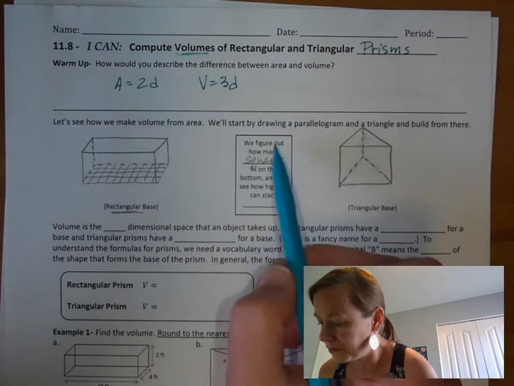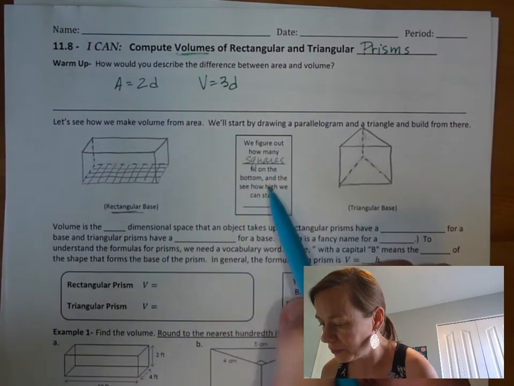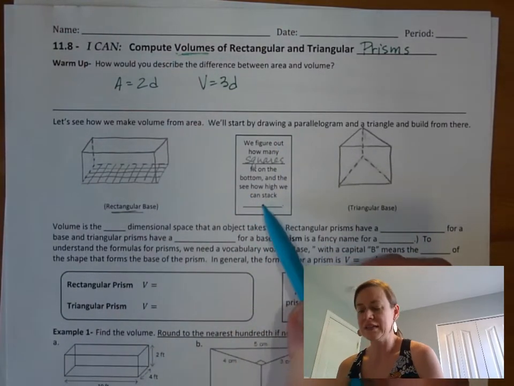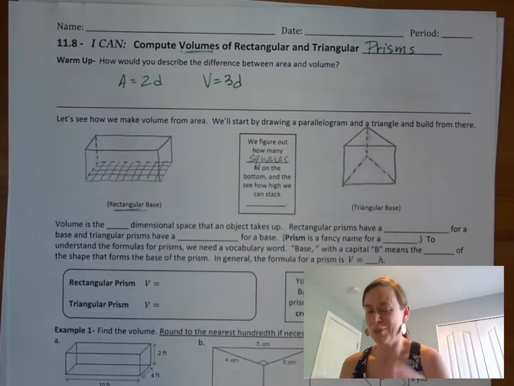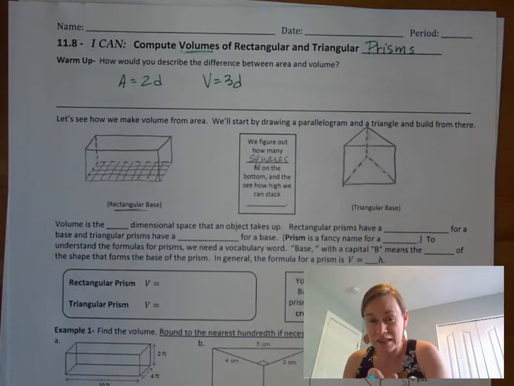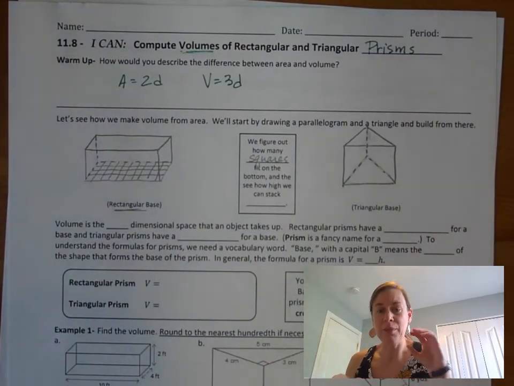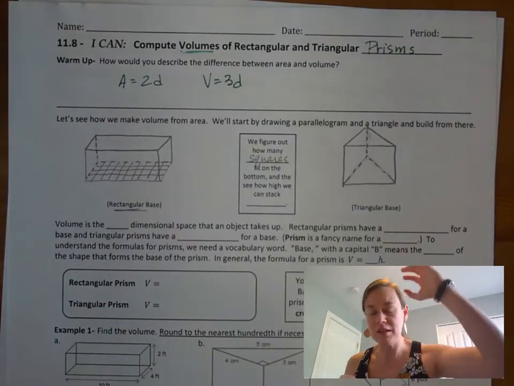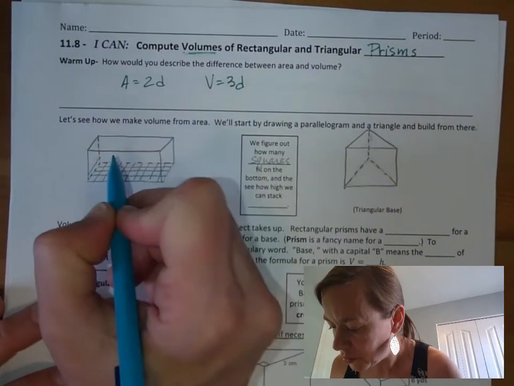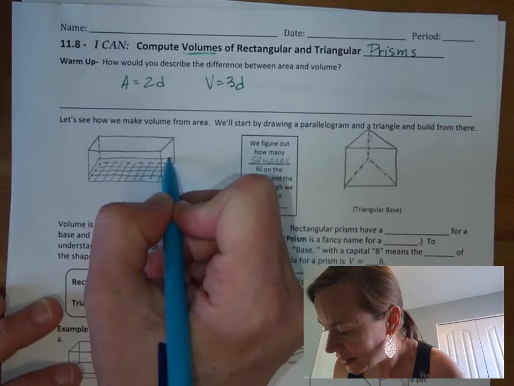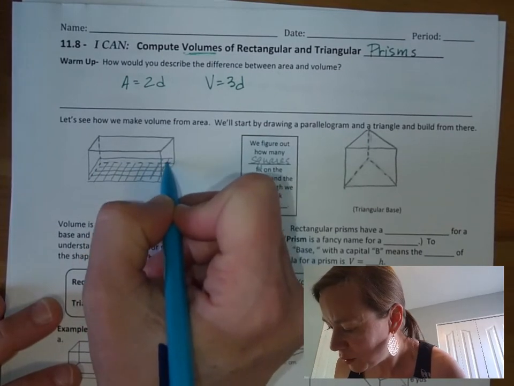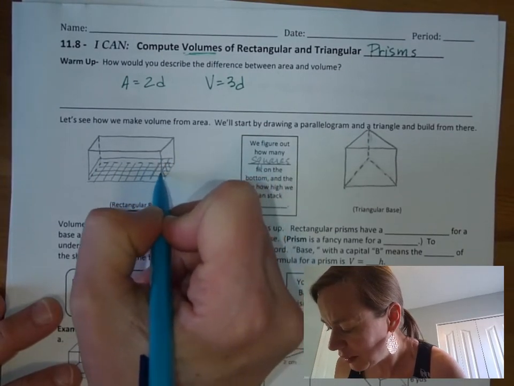So we figure out how many squares fit on the bottom, and then see how high we can stack the cubes. So when we're thinking volume, instead of thinking squares fitting inside a flat shape, think about cubes fitting inside a three-dimensional shape. So I don't know how to draw cubes on this scale, but pretend those are all cubes. Oh, that kind of looks good.